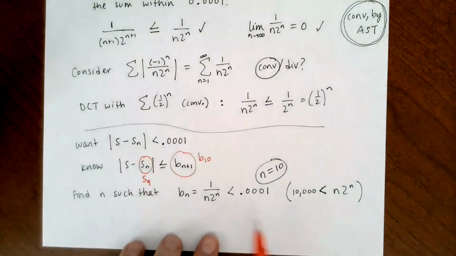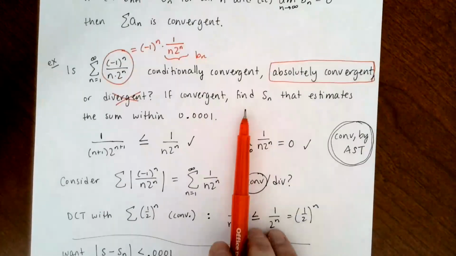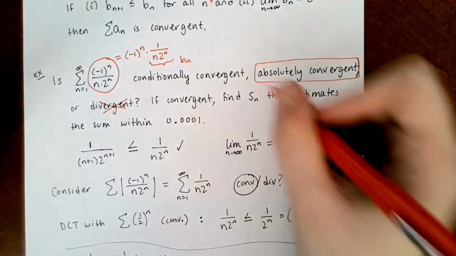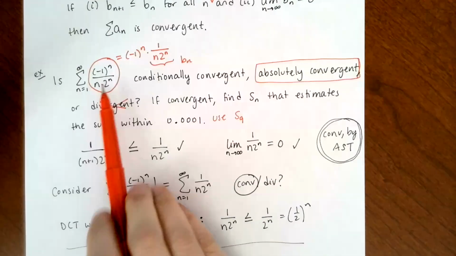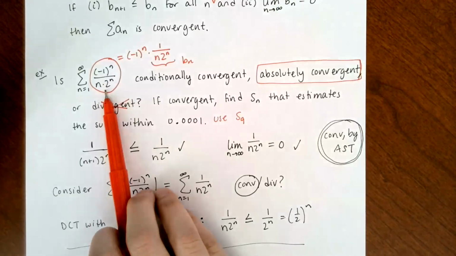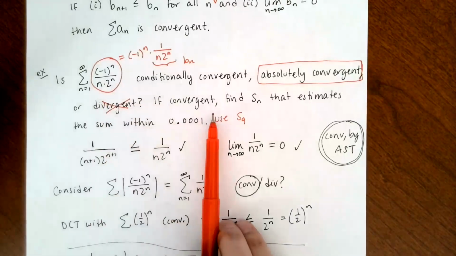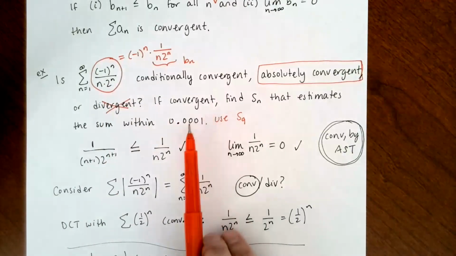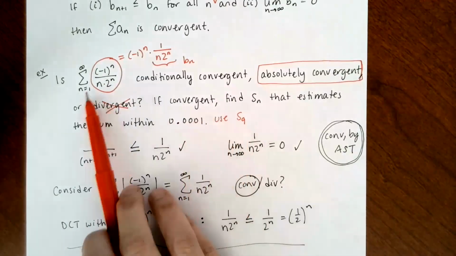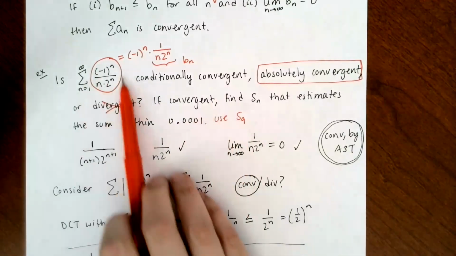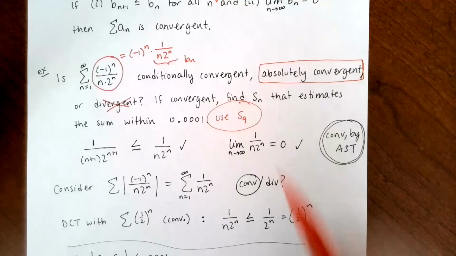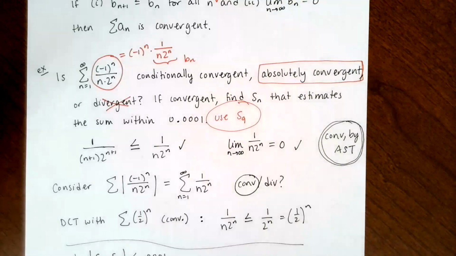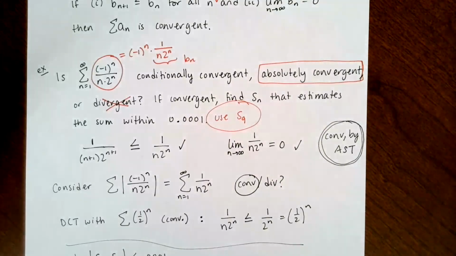So our answer here is find the partial sum and estimate the sum. So we're going to say use S9, which is the sum of the first 9 terms of this series here. If they asked us to actually estimate within that, we would have to sit here with our calculator and add up the first 9 terms of this series. But as it is, we can just answer use the ninth partial sum, and that'll have the accuracy that we want.